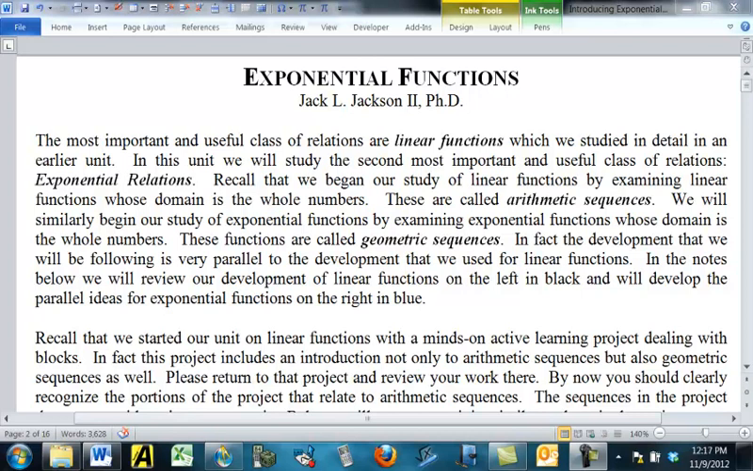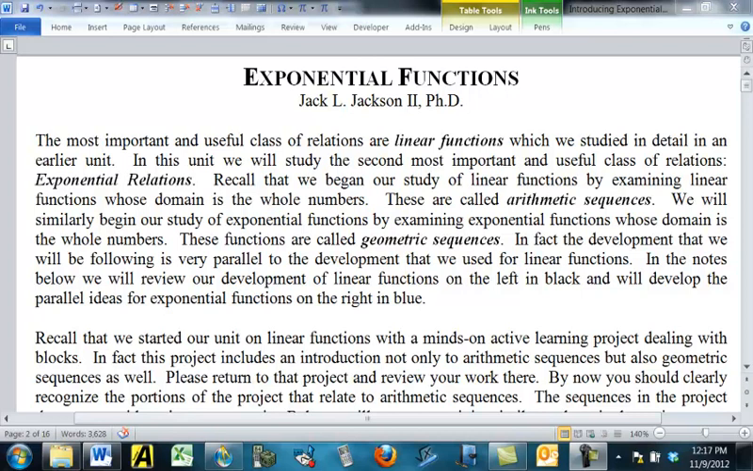Now, since we've already studied linear functions in my class, this is a review for linear and a parallel development for exponential, but one could certainly study these from the beginning with this approach and study these at the same time. In fact, back in the linear functions unit, what we started with was a hands-on active learning project dealing with blocks.